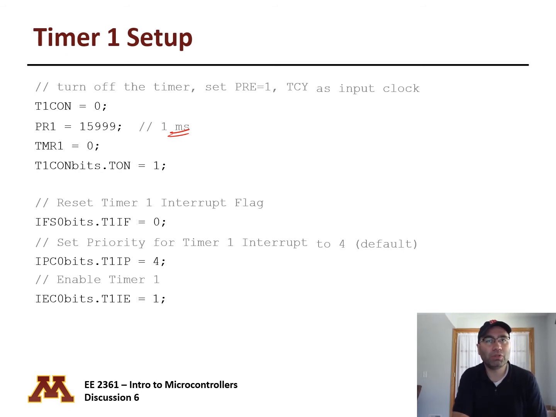But if you don't do anything, it's going to be 4 anyway. Okay. And then we enable timer 1 interrupt.